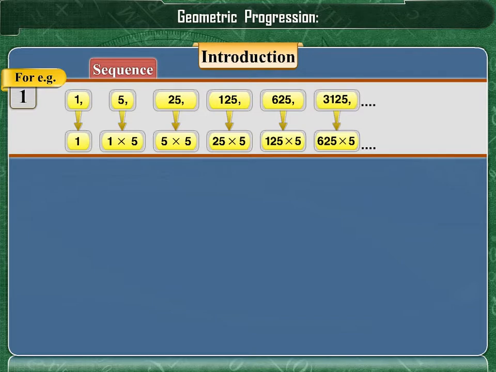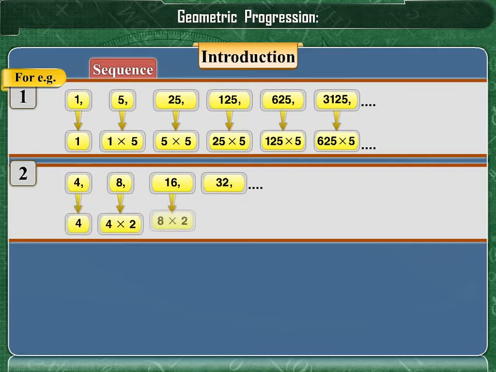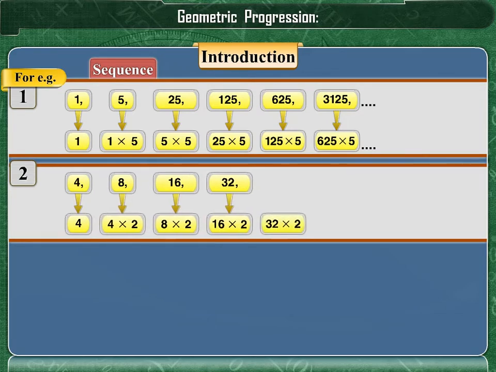3125. Let us consider another sequence 4, 8, 16, 32 and so on. What are the next two terms of this sequence? In this sequence, each term is obtained by multiplying the previous term by 2. Therefore, the next two terms of the sequence are 32 into 2, which is 64, and 64 into 2, which is 128.